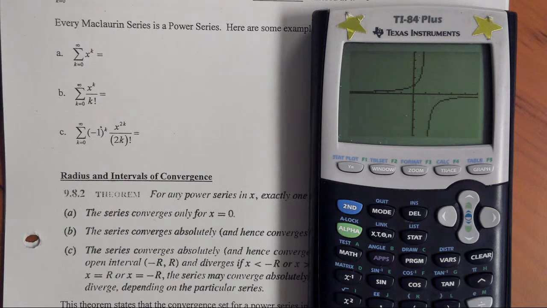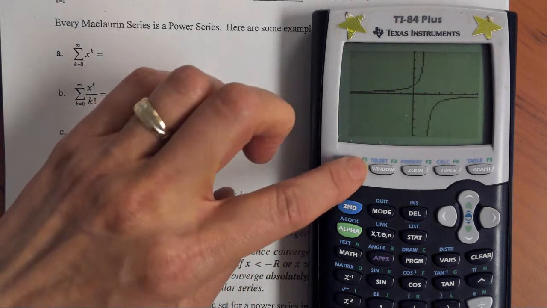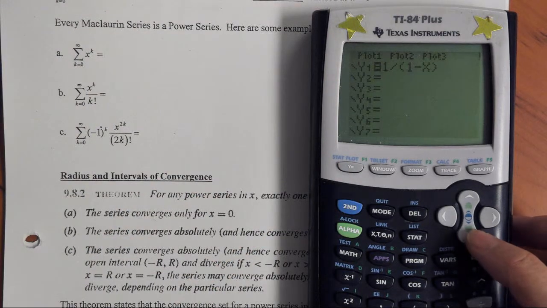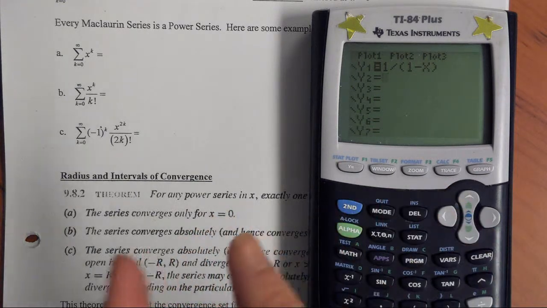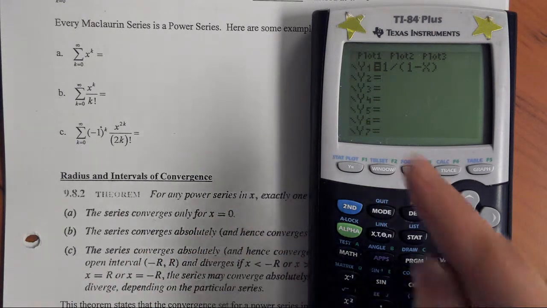So 1 over 1 minus x is not a polynomial. The whole point of what we did in the last class is that polynomials are so friendly, right? Aren't they friendly? Easy to take derivatives, easy to take integrals. They just look really nice. Whereas this rational function is not very friendly. We're going to try to make an equation that's a polynomial that will fit this.